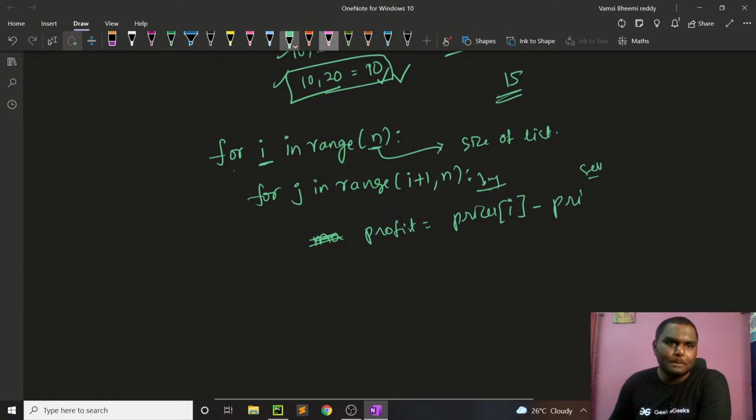It is going to be j minus i, because it's my sell minus my buy. Now you will be keeping track of a maximum profit. Let's say max profit equals max of profit comma max profit. So after coming out of this particular loop, if you print max profit, you are done.